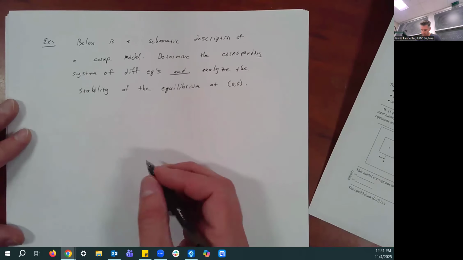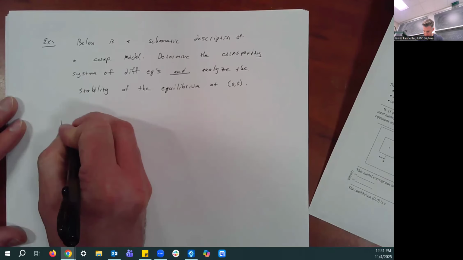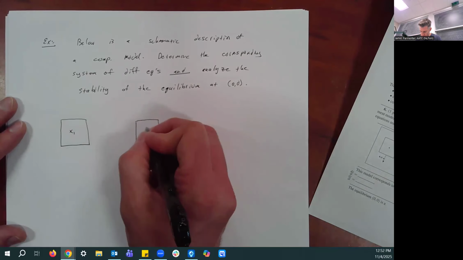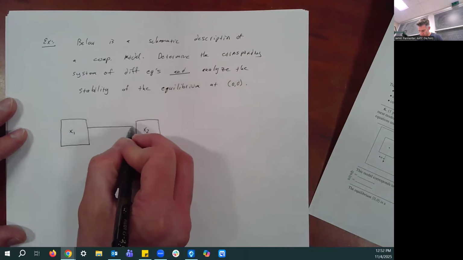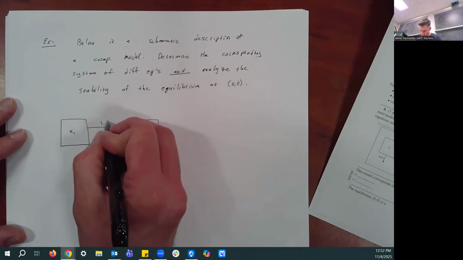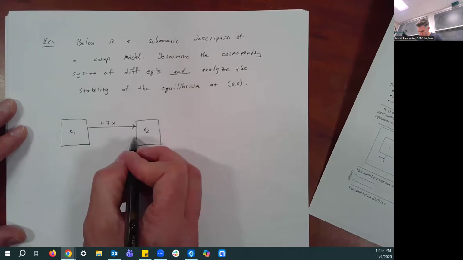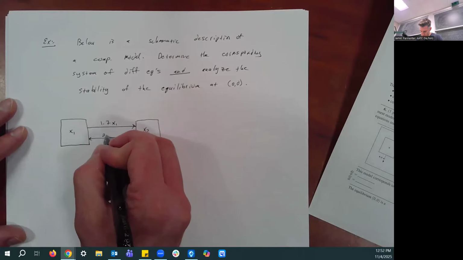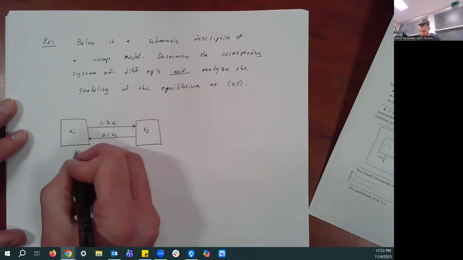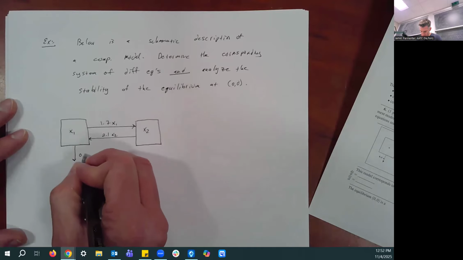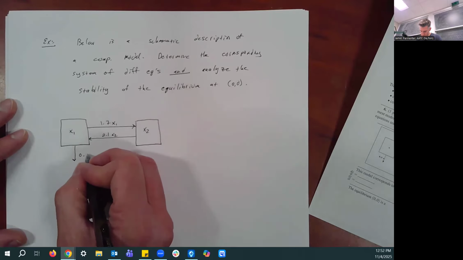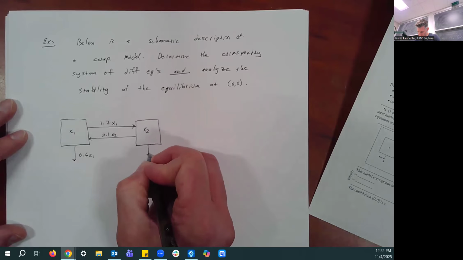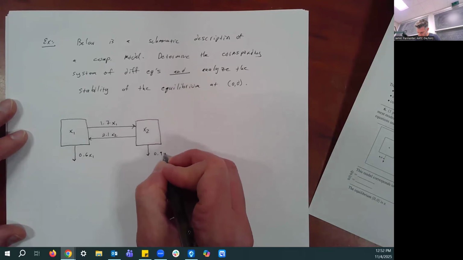Okay, I have to draw the picture too. Sorry. So here's my picture. I've got my X1 compartment here, my X2 compartment over here, and I have 1.7 X1 going this way, and 2.1 X2 going that way, and out this way we have 0.6 X1, and going out this way we have 0.9 X2.